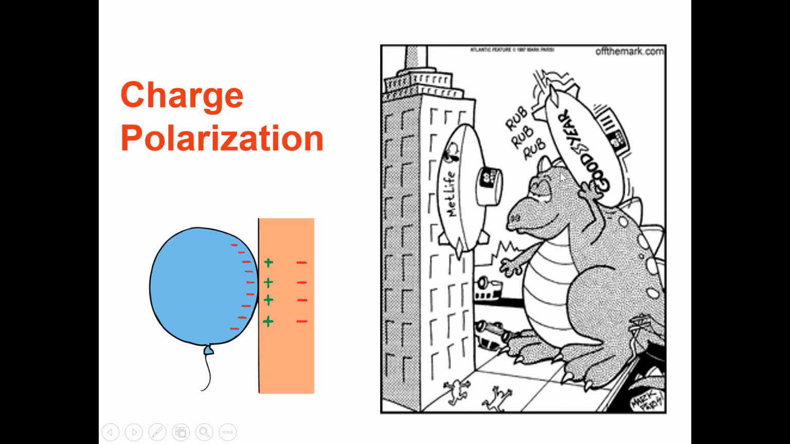So that's what makes this cartoon funny. We've got this dinosaur slash Godzilla type thing. It's rubbing the Goodyear blimp on him, getting a negative charge put onto it, and then he puts it up to the wall and it sticks to it, just like this would. That's what polarization is. It's making these positives all clump together and these negatives all clump together.